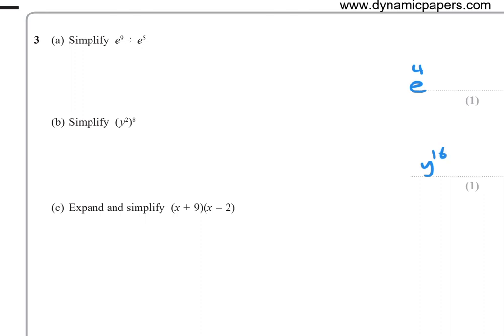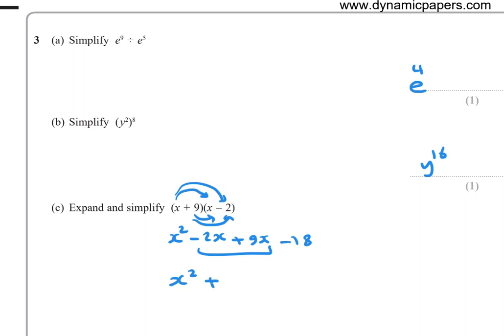C, expand and simplify. X plus 9 times x minus 2, x times x squared, x times negative 2, negative 2x, 9 times x, 9x, 9 times negative 2, negative 18. Combine the like terms, so x squared, negative 2 plus 9, so 7, so 7x minus 18.